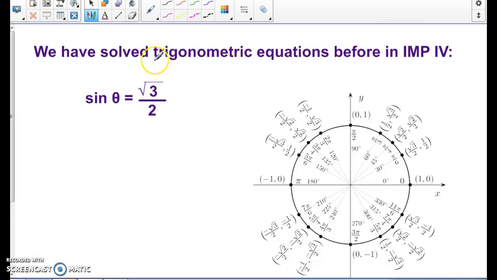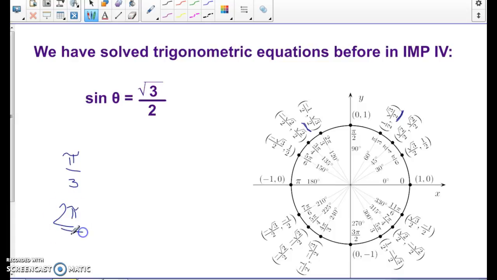When you were solving these in M4, you would find where the sine of theta was square root of 3 over 2. So if I look on my unit circle, sine are the y values. Sine equals the square root of 3 over 2 here and here. Remember, these are negatives in the lower quadrant, so it doesn't count. So therefore, you would have two answers, pi over 3 or 2 pi over 3.